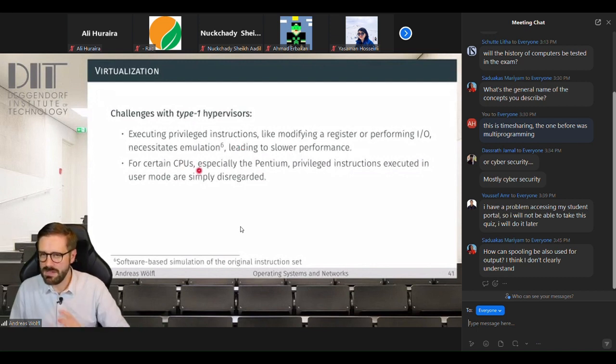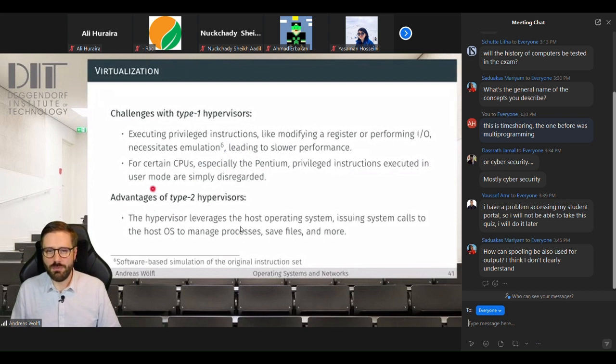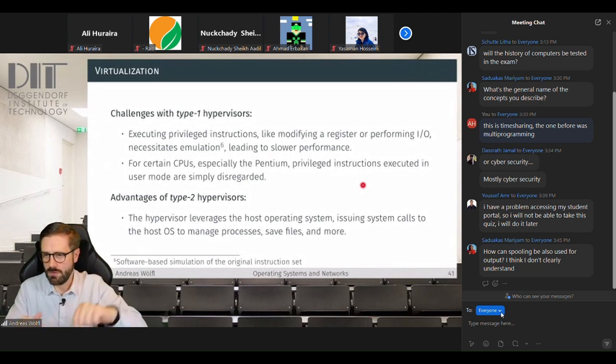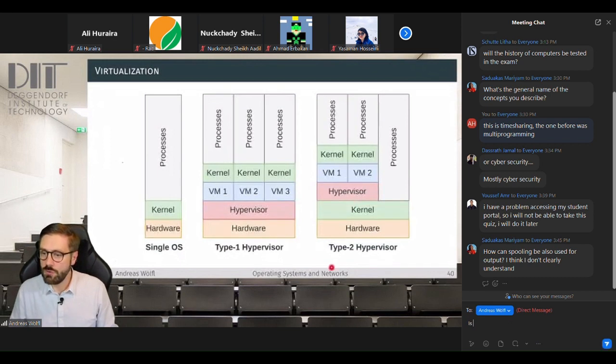And there are some CPUs, especially the Pentium CPUs, that struggle with the kind of approach that type 1 hypervisors take. Type 2 hypervisors, on the other hand, leverage the host operating system. So there is an operating system there, and the services from one operating system to another are just forwarded. And it turns out that this is way faster. So we are working with a type 2 hypervisor.